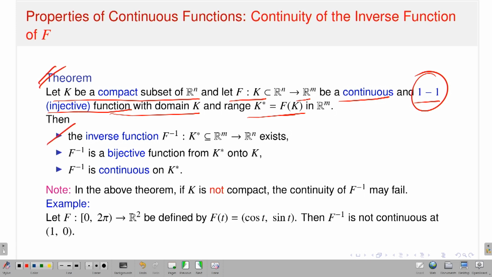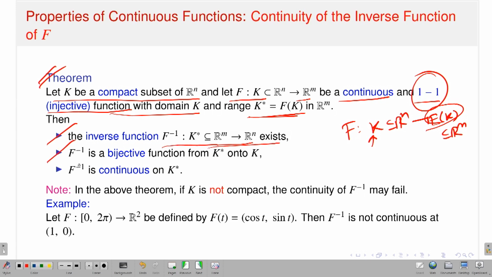What are the conclusions? First, the inverse function capital F inverse from K star to Rn exists. Capital F is a map from K, a subset of Rn, to f of K. It is injective, or 1-1, on K. But from K to F of K, it is also surjective. So it is bijective, which means the inverse exists, from F of K to K. Since I have written F of K as K star, the inverse function F inverse from K star to Rn exists. That is number 1.